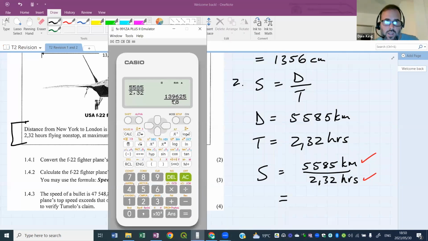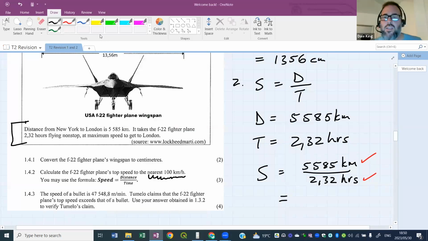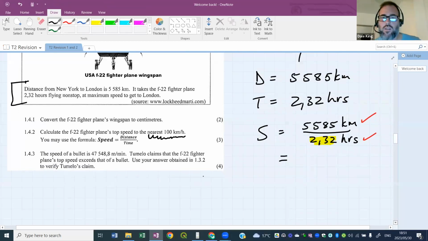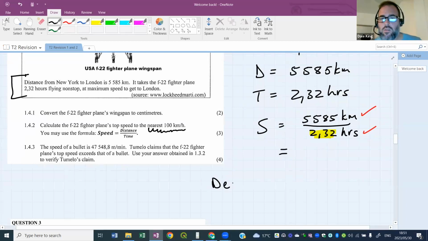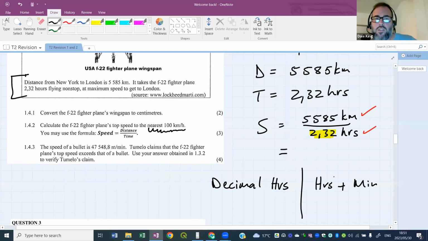All right, I've got the number there. I'm going to change it in a second. There's another thing I want to tell you. This time is in decimal hours. When we spoke about this, we spoke about two ways you can write time. There's decimal hours and there's hours and minutes. Two separate ways to write time. The speed equals distance over time formula only takes decimal hours. Thank goodness the question gave us time in decimal hours. Don't try and put hours and minutes.